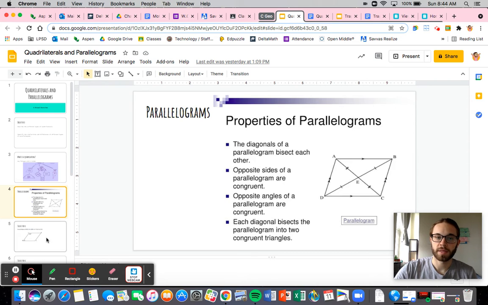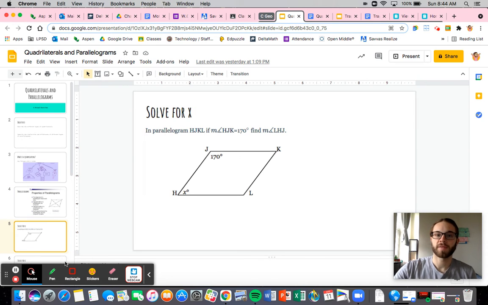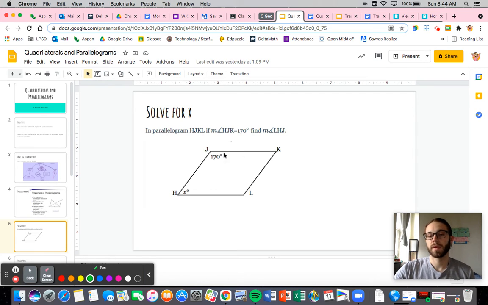All right, so let's do some practice. Let's find the angle. You know that these are consecutive angles, right? So these are consecutive, so they have to be supplementary. So they add up to 180. So 170 plus x equals 180.